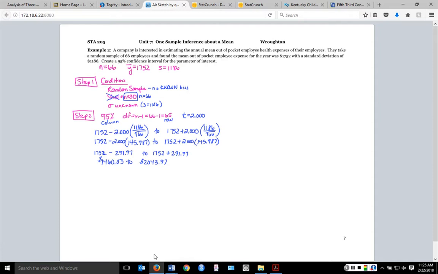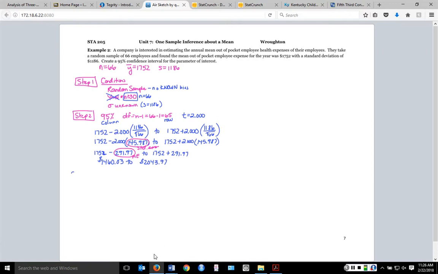This is a reminder of some terms. This 145 number is what we'll refer to as our standard error. And this 291.97 is what we refer to as a margin of error.